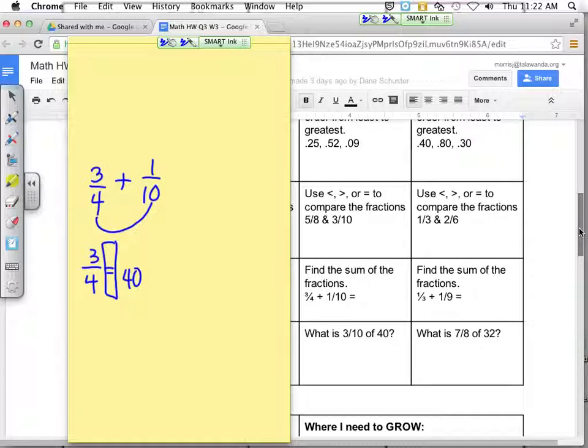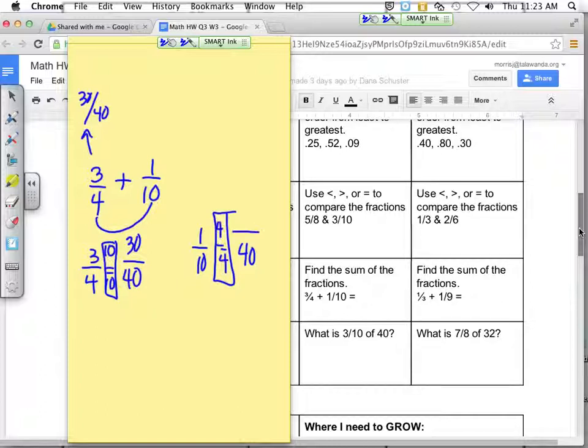You do 3/4 times 10 over 10. Good. 10 over 10. 4 times 10 is 40. 3 times 10 is 30. So 3/4, our new fraction, is going to be 30 over 40. What do I need to do to change 1/10 to our common denominator of 40? 4 over 4. We're going to multiply by 4 over 4, and my new numerator will be 4. So my new fraction is 4/40.